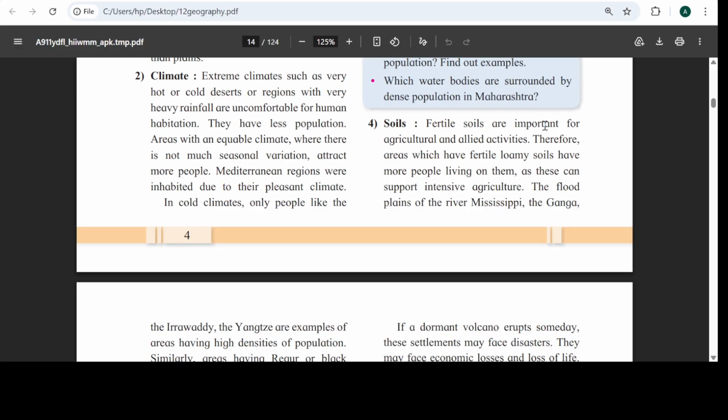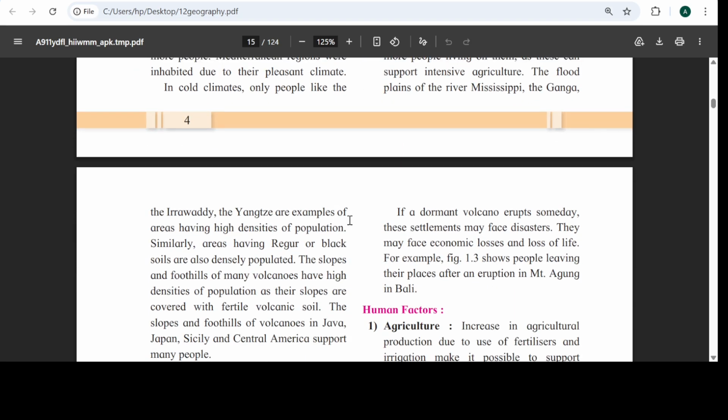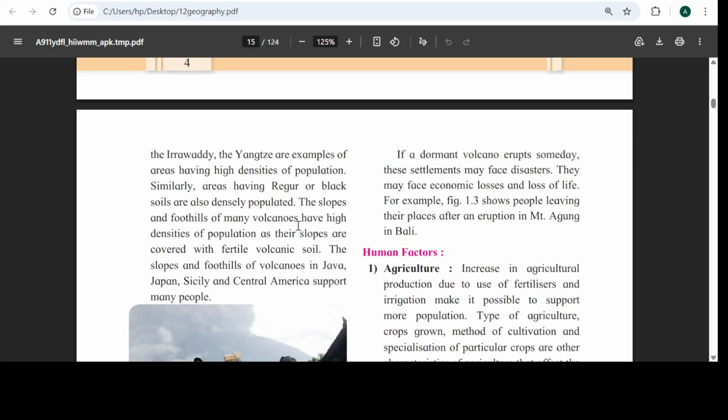Therefore, areas which have fertile loamy soil have more people living on them, as these can support intensive agriculture. The flood plains of the rivers Mississippi, Ganga, Irrawaddy and Yangtze are examples of areas having high density of population. Similarly, areas having regur or black soil are also densely populated. The slopes and foothills of many volcanoes have high densities of population as their slopes are covered with fertile volcanic soil. The slopes and foothills of volcanoes in Java, Japan, Sicily, and Central America support many people.